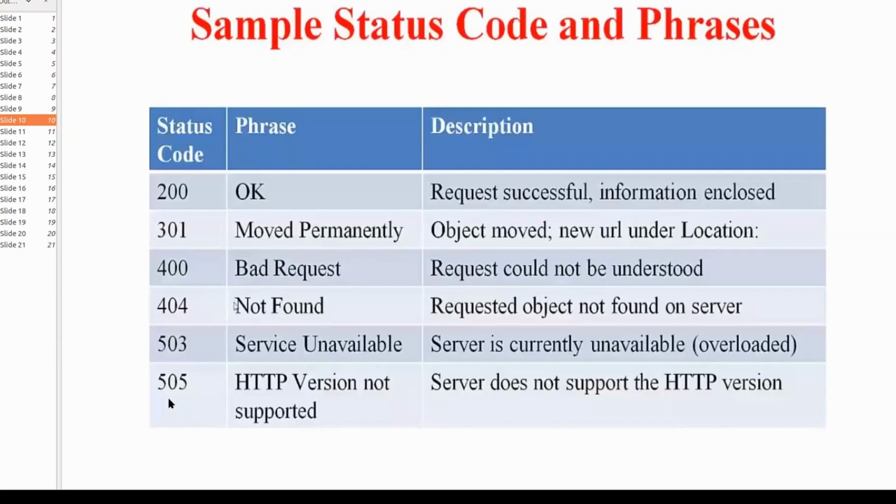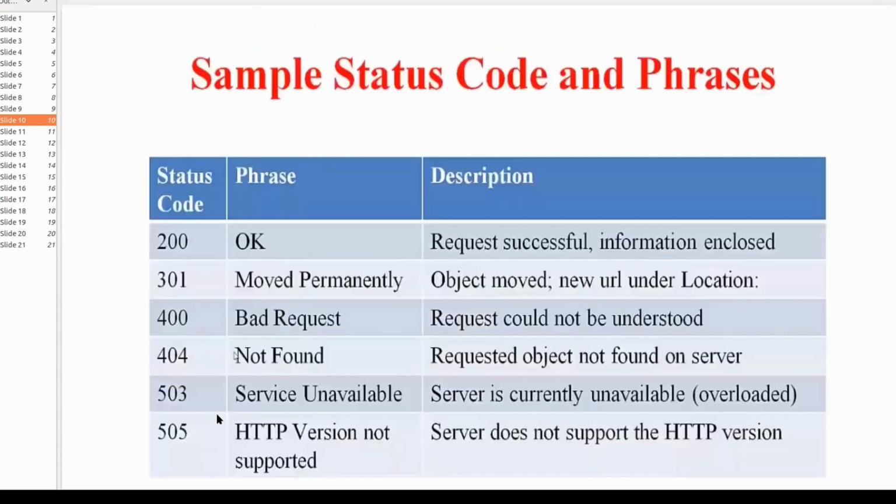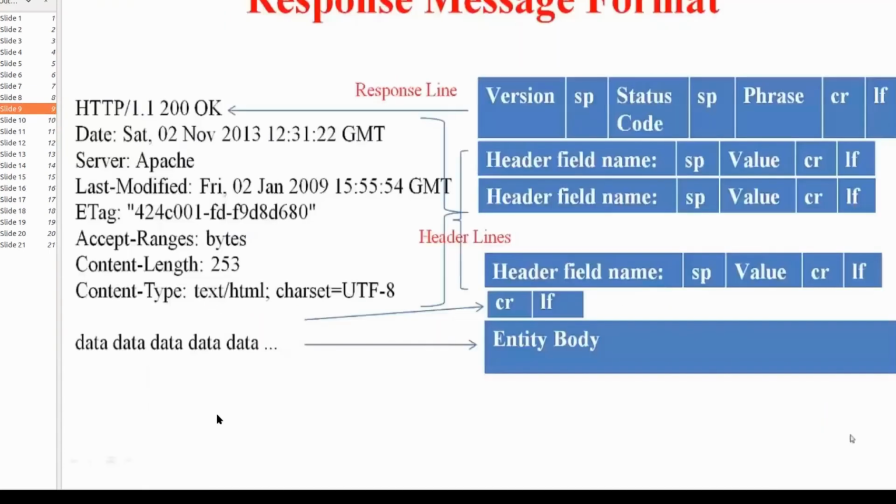Then 505. Let's say you have requested to download a web page using HTTP 1.1, but the server does not support HTTP 1.1, it supports only HTTP 1.0. In that case, it is going to return a response message with a status code of 505, that is HTTP version not supported by the server. So these are some of the status codes that the server is going to reply with.